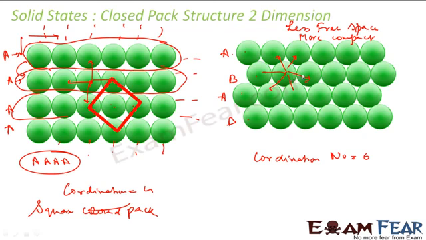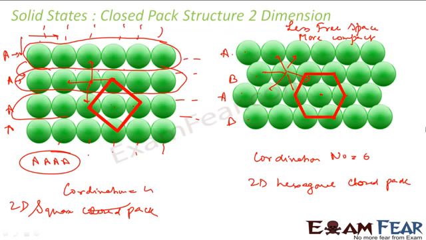So now if you join the centers of these spheres, for example, if you take this sphere, there are 6 spheres. If you join the centers of these spheres, what you get is a hexagon. Correct? And that's why it's called 2D hexagonal closed packing. This is 2D square closed packing.